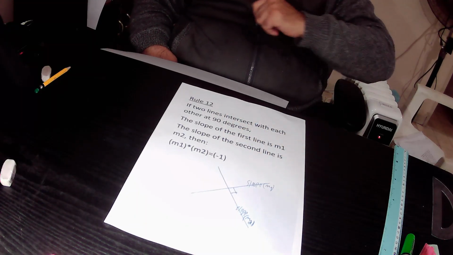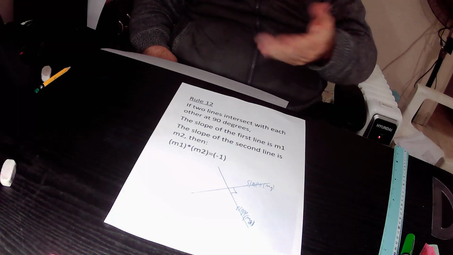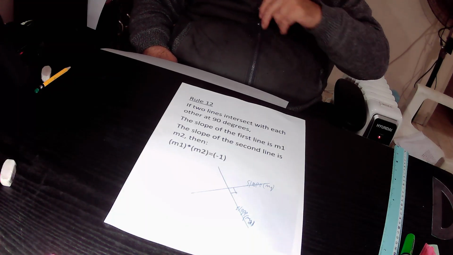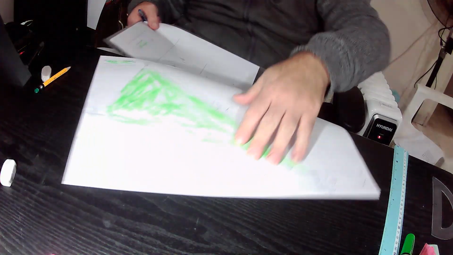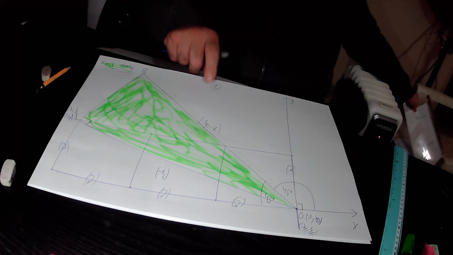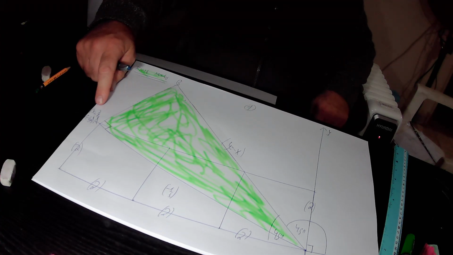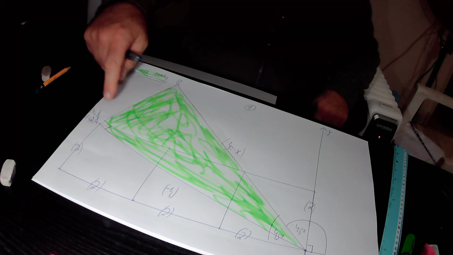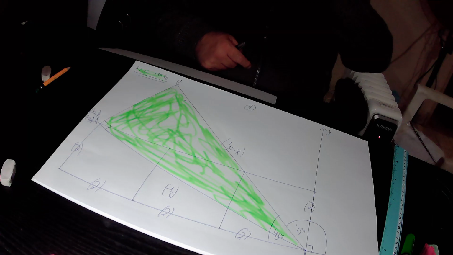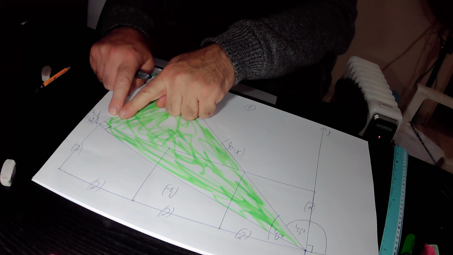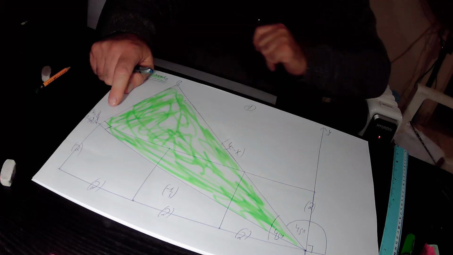Okay, m1 times m2 equals minus 1. So we can implement the new formula in our drawing. In our drawing, as I mentioned before, the straight line AB is perpendicular to the straight line AO. And whenever you have two straight lines that are perpendicular to each other, you can implement rule 12. We already found out that the slope of the straight line AO is 1/3.